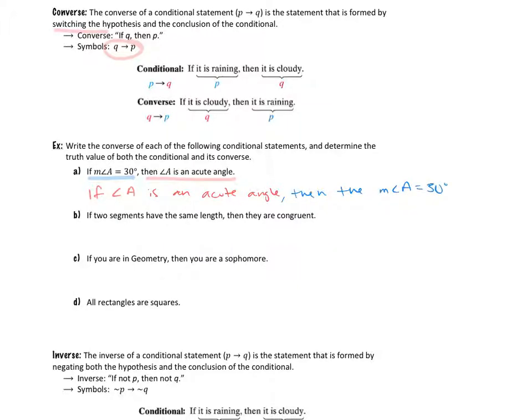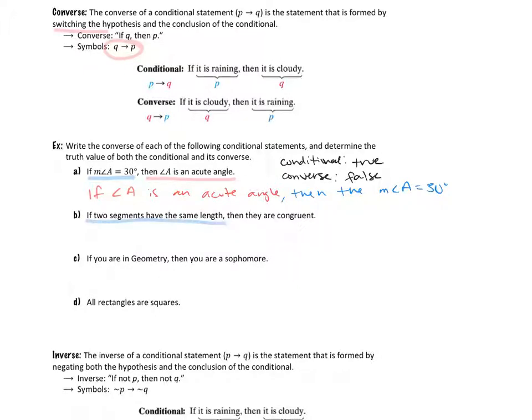So, our original statement, the conditional, if the measure of angle A equals 30 degrees, then angle A is an acute angle. That is true because that is part of the definition of an acute angle. But the converse, if angle A is an acute angle, then the measure of angle A equals 30 degrees. Well, that's not necessarily true because I can think of, what about if it equals 45 degrees or 62 degrees? Those are both less than 90, and so the converse is not true. All right, let's look at the next one.